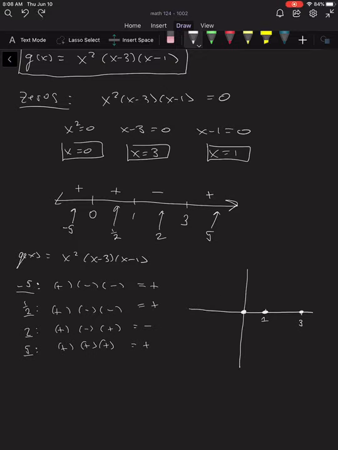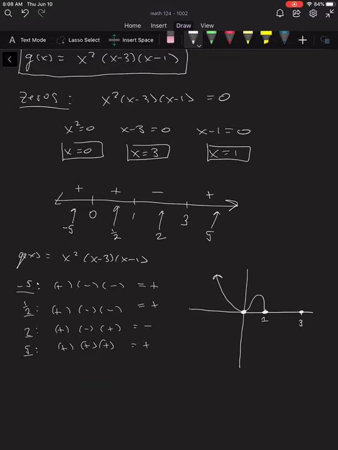So we look at this number line over here. We see to the left of 0, it's a plus sign. So plus means we go up, so the graph's going to go up over here. Now in the middle between 0 and 1 is plus. So plus means positive, so that means the graph goes up, but it has to come back down and touch that 0.